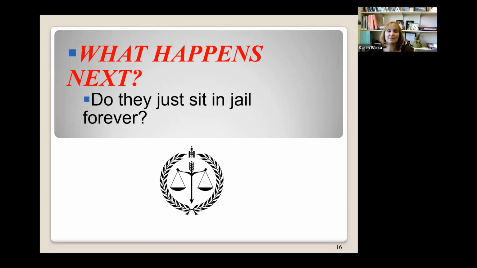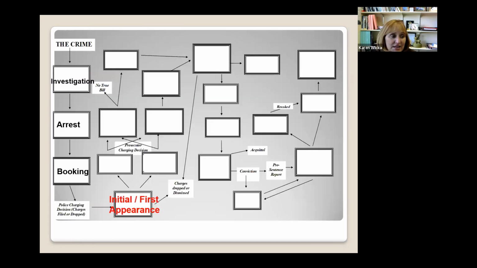What are some of the steps that we have to talk about now that occur after the police have already performed their steps? And so the question is, do they just sit in jail forever? And the answer is no. What happens is they have to be brought in front of a judge in a very quick amount of time, and they have to have what's called the initial or first appearance. Initial and first appearance are interchangeable words, okay? They both mean the same thing.